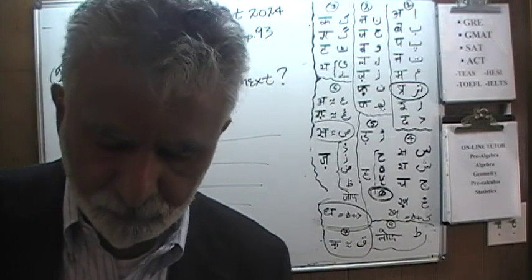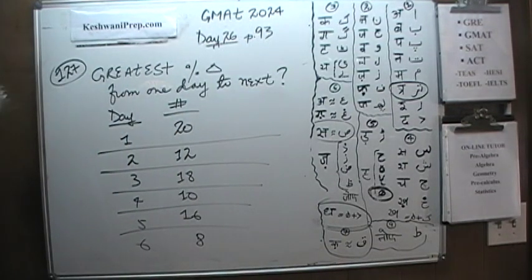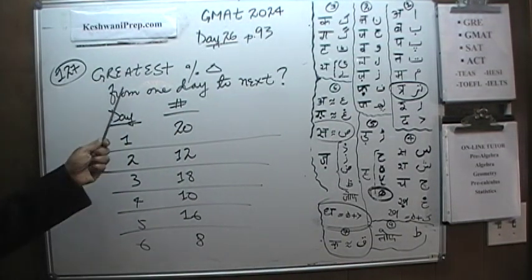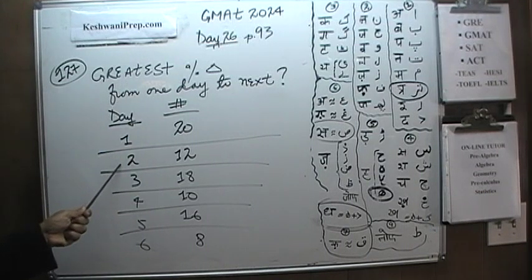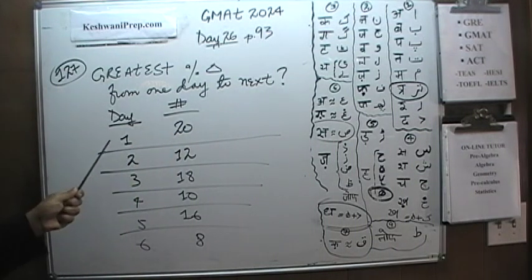Do it yourself, pause the video, figure it out. From which day to which day did it go? Is the greatest percentage change from day 1 to day 2, or day 3 to day 4, or day 5 to day 6? But it has to be from one day to the next. We cannot talk about from day 1 to day 5, obviously. Go ahead, do it yourself.